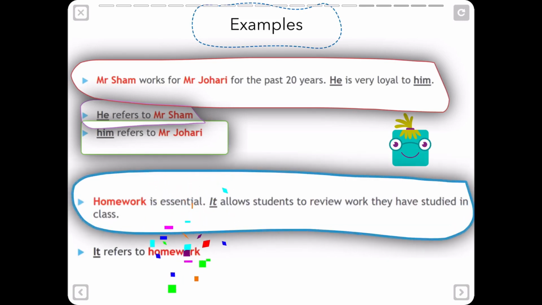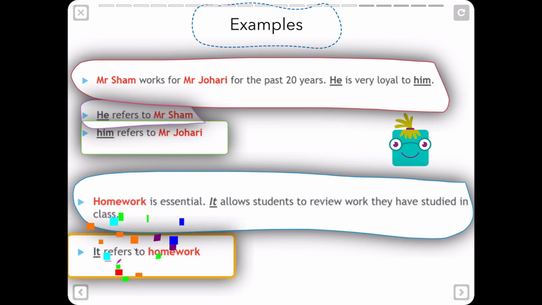Homework is essential. It allows students to review work that they studied in the class. It refers to the homework. Yes, excellent.